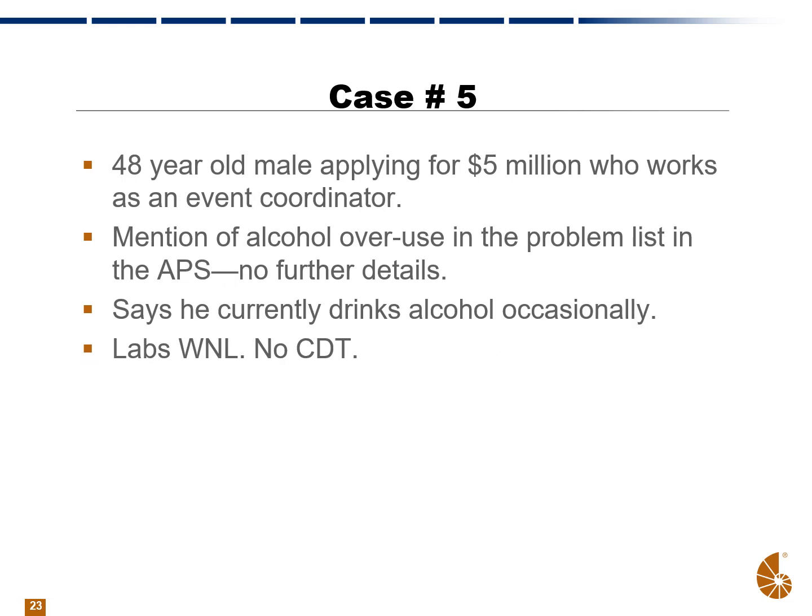In our last case, a 48-year-old male applying for $5 million who works as an event coordinator. His APS mentions he had alcohol overuse in the past and no further details. He says he currently drinks alcohol occasionally. All the labs are within normal limits and no CDT. And again, we have no idea where this guy is now in terms of his alcohol intake.